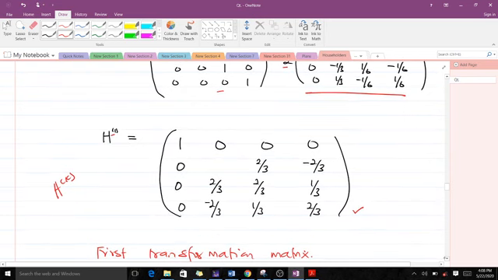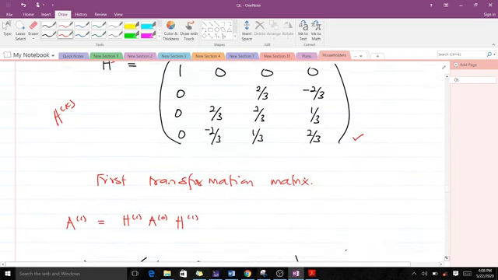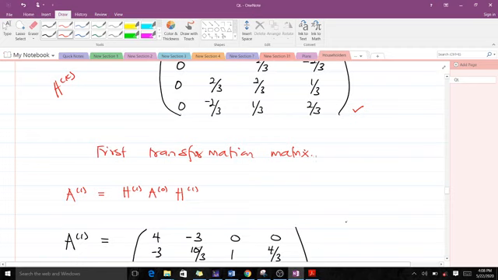Alright, so since we have our H, that means we can find our first transformation matrix. So our first transformation matrix, A1 or A of 1, is equal to H of 1, then A of 0, then H of 1. So the formula is given as A of K is equal to H of K, then A of K minus 1, then H of K. So that's the reason you can see this here, because K is 1.